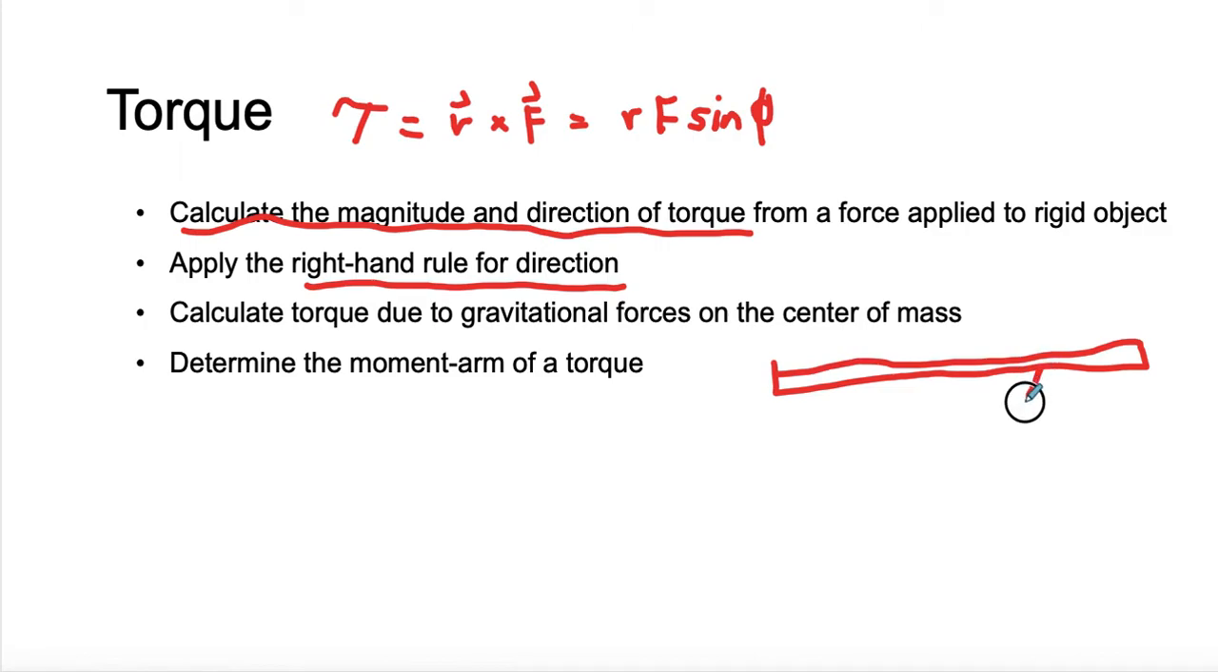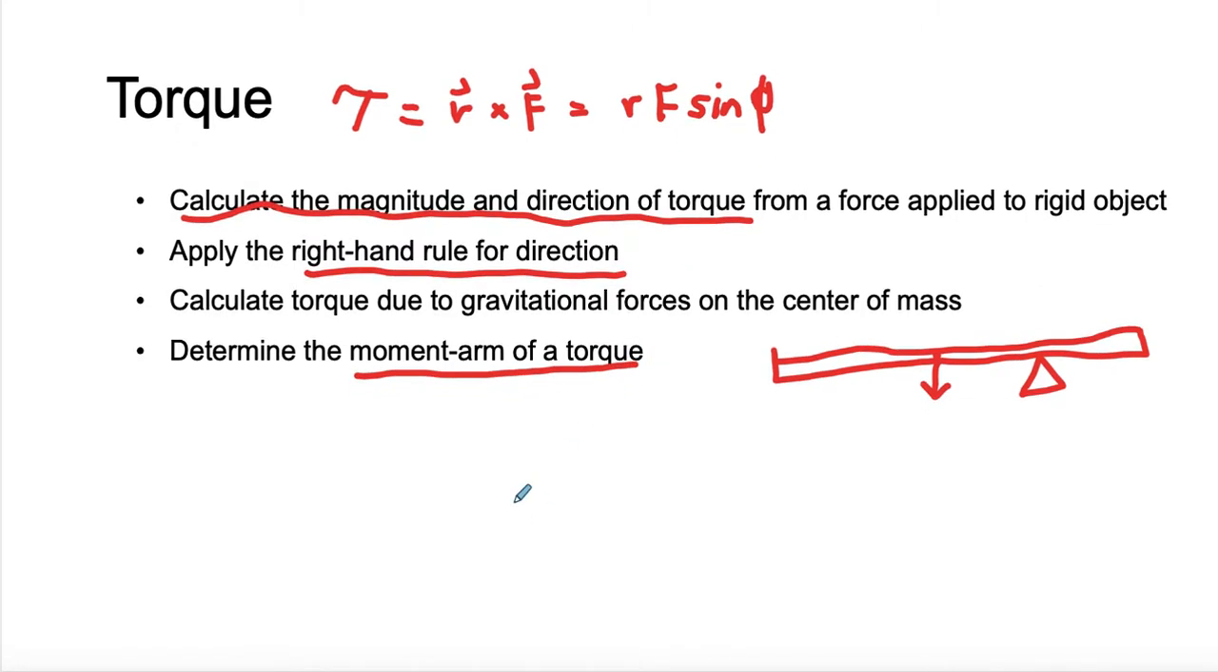on some sort of object that is going to fall, you can take the center of mass, and that is going to provide a torque because of gravity. So you need to be able to use the gravitational forces as torques as well. And then what is the moment arm? There are two ways to get the moment arm for torque.